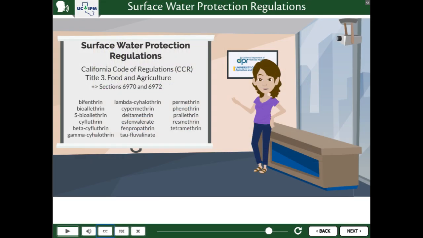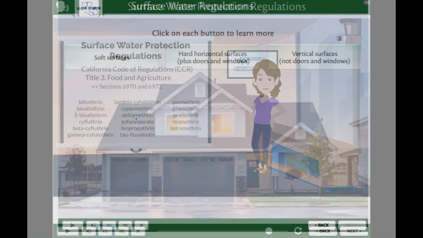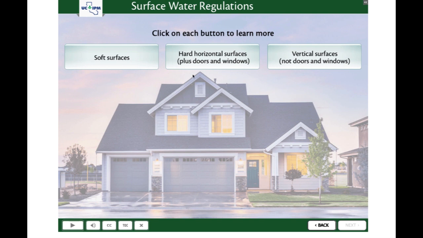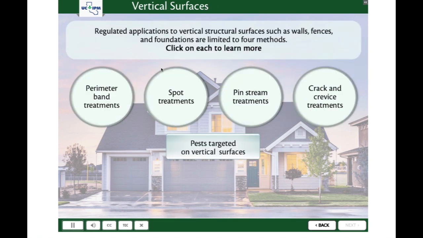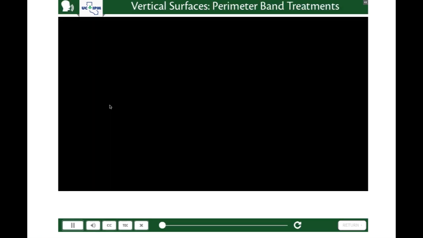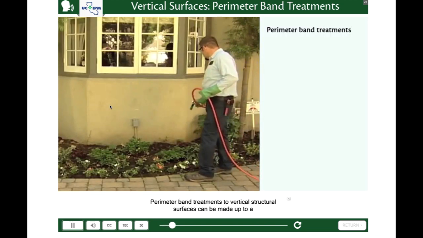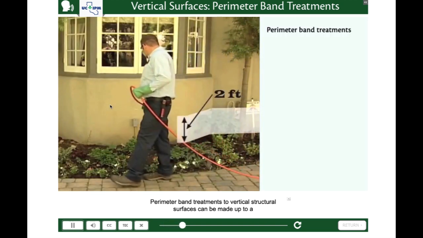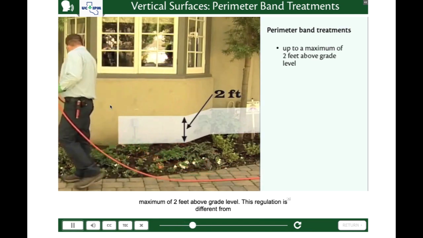Module 4 introduces the California Surface Water Protection Regulations implemented to reduce the amount of pyrethroids in surface water runoff. Module 5 presents types of pyrethroid applications allowed in outdoor, non-agricultural settings. There are 3 types of applications addressed in the regulations: those to soft surfaces, those to hard horizontal surfaces such as driveways and sidewalks, and those to vertical surfaces. Video clips or animated segments demonstrate how to perform each type of application.